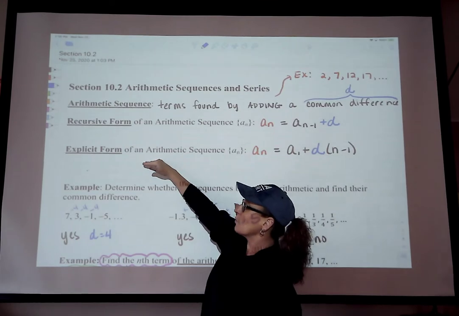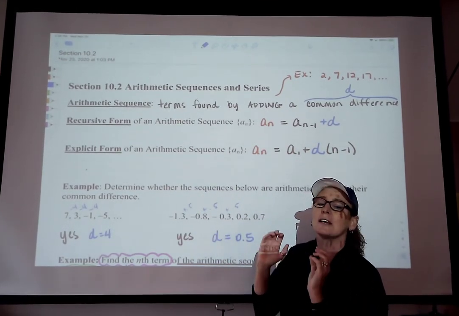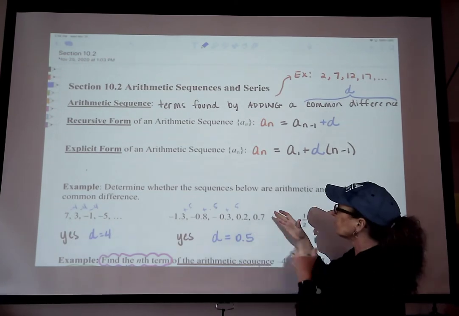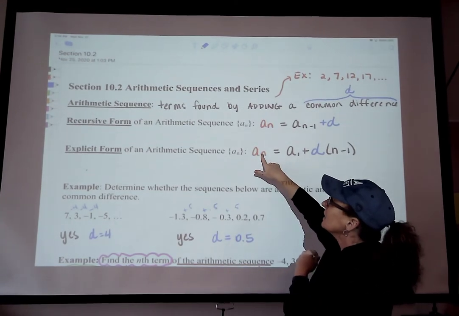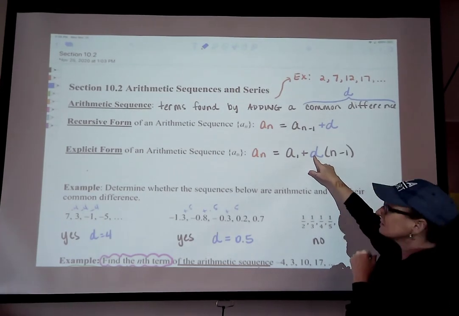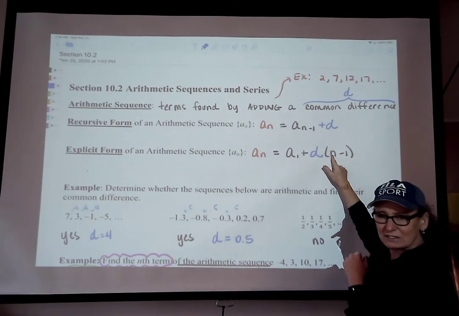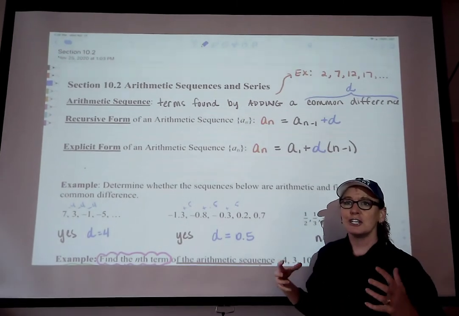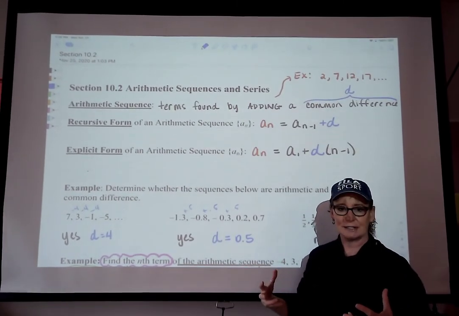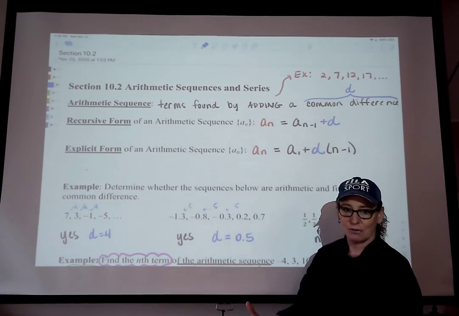The explicit form allows you to jump to any term you want. You want the 100th term? We can jump to the 100th term. So to get a term, you take the first term plus D, your common difference, times the quantity n minus 1. What's n? n is the number of the term you want. What's A sub n? The term itself.